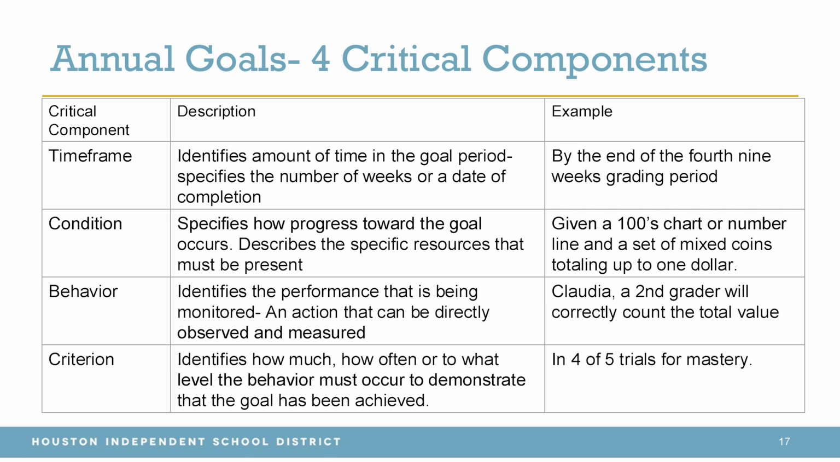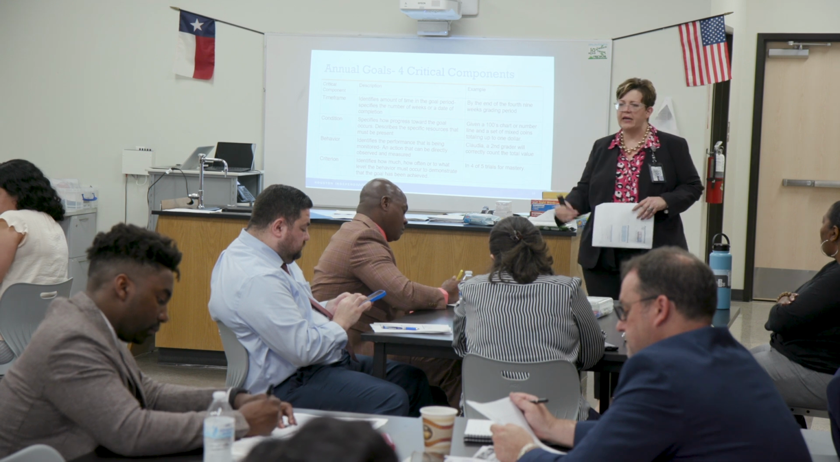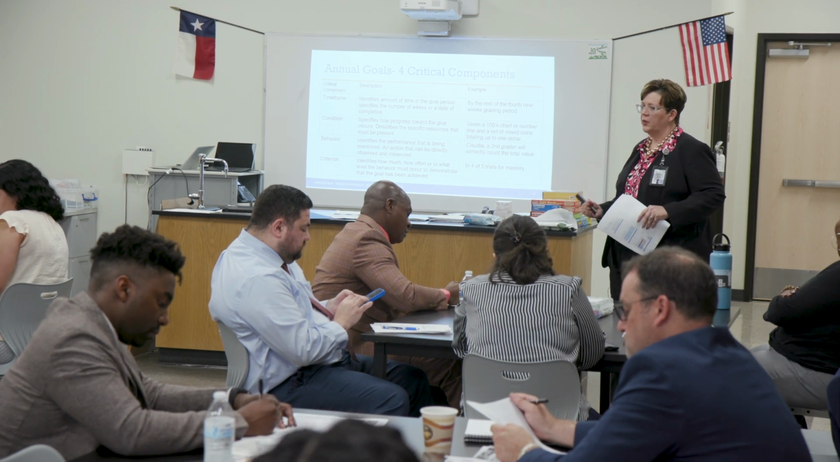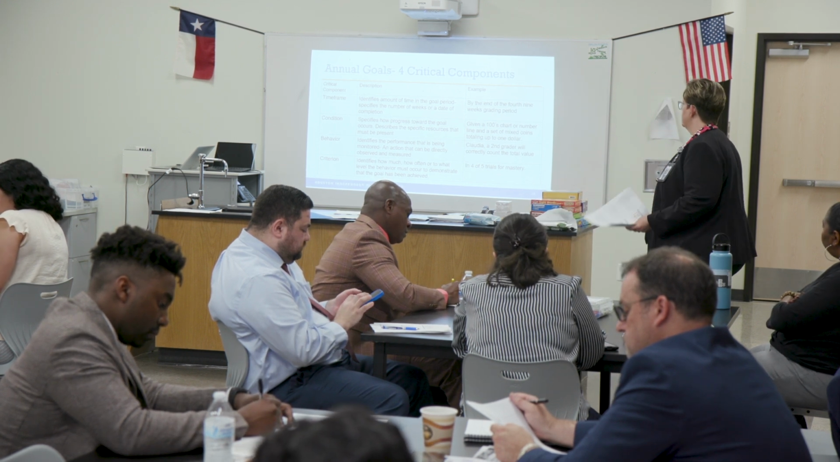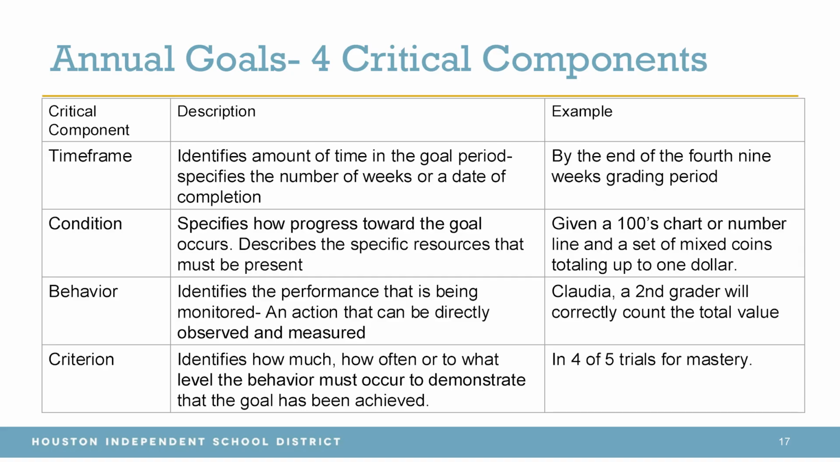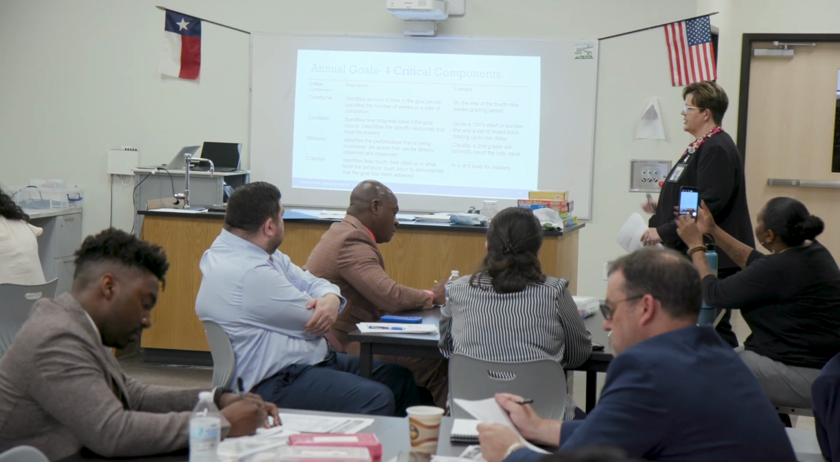We have an example. So you have your time frame. Identify the amount of time that the goal is going to be completed. And here's an example. By the end of the 4th 9 weeks grading period. So a lot of times that'll be the beginning of the cycle of the goal. By the end of the 3rd grading cycle. The condition. This specifies how progress toward the goal occurs. Given a hundreds chart or number line or set of mixed coins totaling up to $1, start to see how this flows.